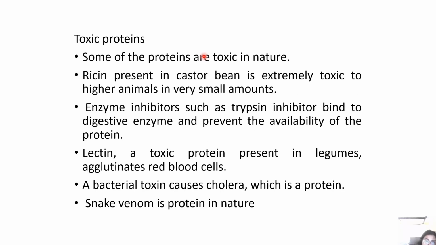Then we have toxic proteins. Some proteins are toxic in nature. Ricin present in castor bean is extremely toxic to higher animals in very small amounts. Enzyme inhibitors such as trypsin inhibitor bind to digestive enzymes and prevent the availability of protein. Lectin, a toxic protein present in legumes, agglutinates red blood cells. Bacterial toxin causes cholera. It is a protein. Snake venom is protein in nature.